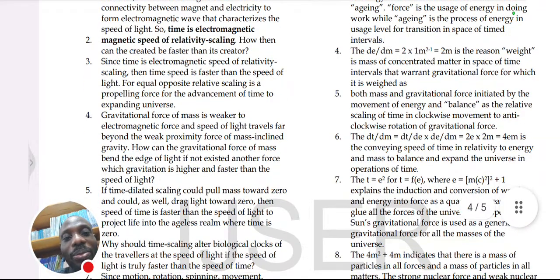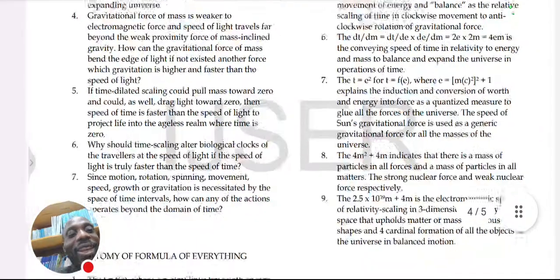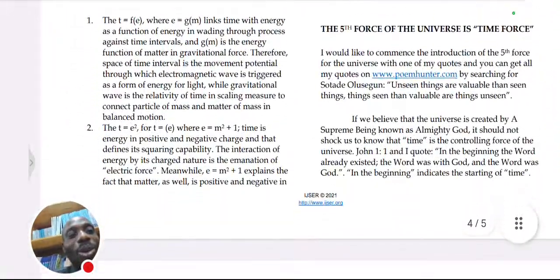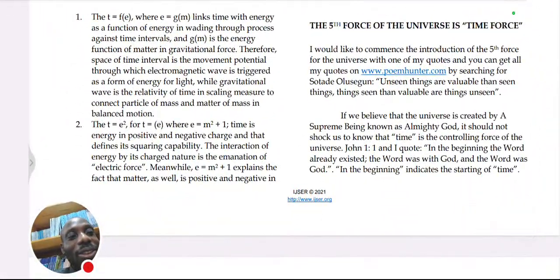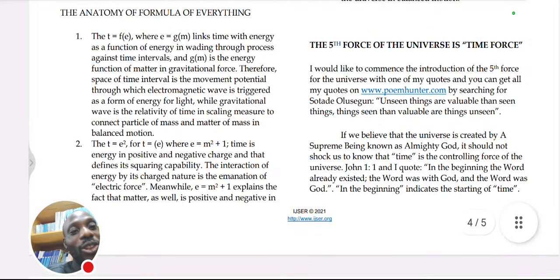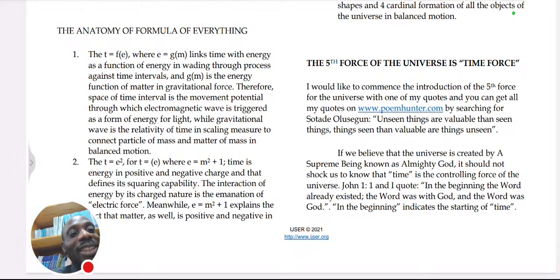So you can see those facts are right there, and there are still more which I will not shed more light on. So this is just a brief introduction to the research publication. Now the fifth force of the universe is the time force.